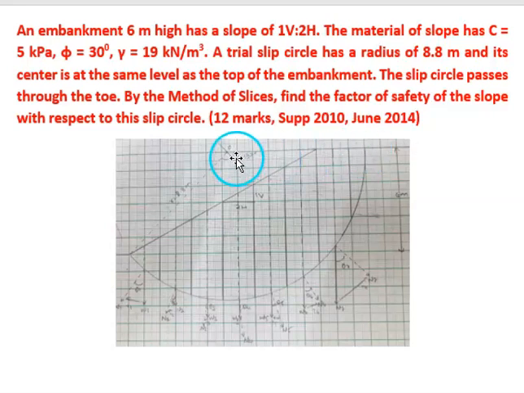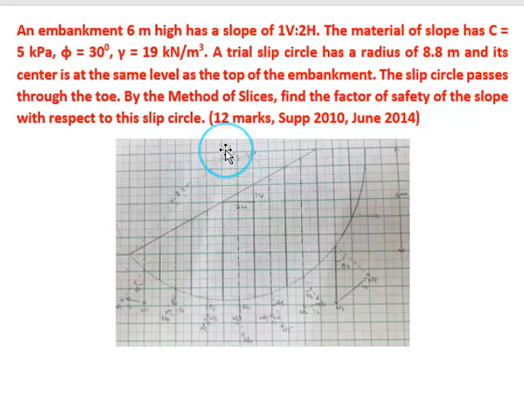So here, how to locate the center of slip circle? After locating the center of slip circle only, we can draw the slip surface. So to locate this center of slip circle, here one hint is given. The hint is center is at the same level as the top of the embankment. So we know that the center is along this line, top of the embankment. So we have to draw one dotted line, and then by taking the radius of 8.8 meter from the 2 point, we can locate the center O.